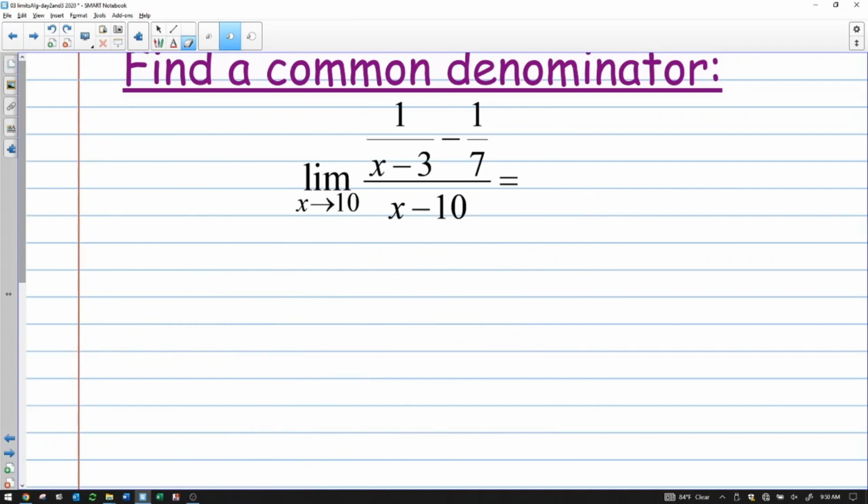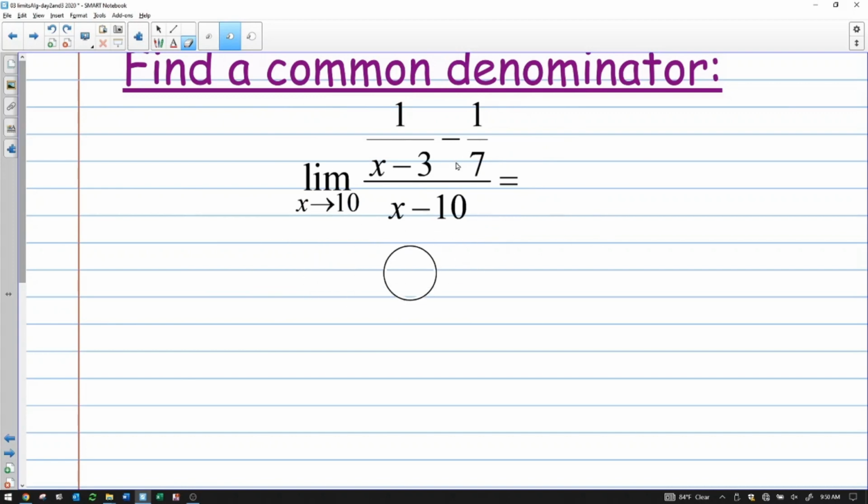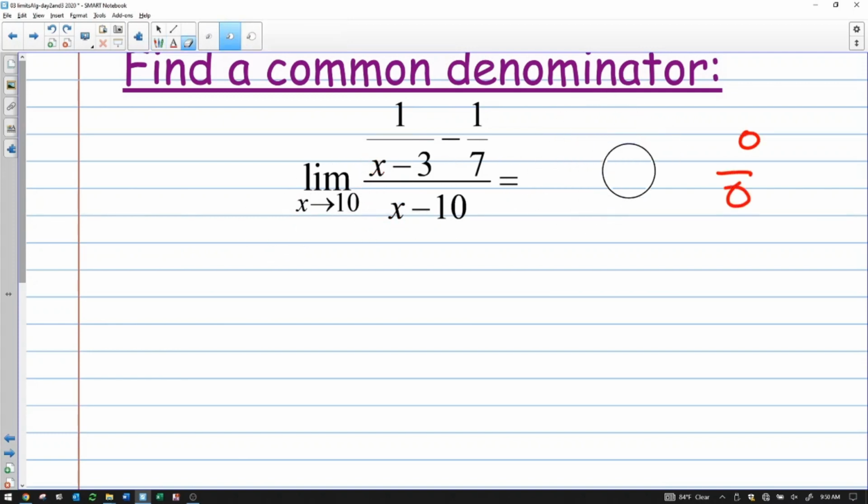How do we know when there's a common denominator problem? The easiest way to suspect is when you have a fraction in a fraction. You see that? Because they're taking common denominator. All right? But first, guys, what do you always do first? Plug in. Okay, so everywhere there's an x, put in 10. So this will be 10. This will be 10. This will be 1/7 minus 1/7 over 0. So you get 0 over 0. And class, what do we say? Oh, gotta do something else.